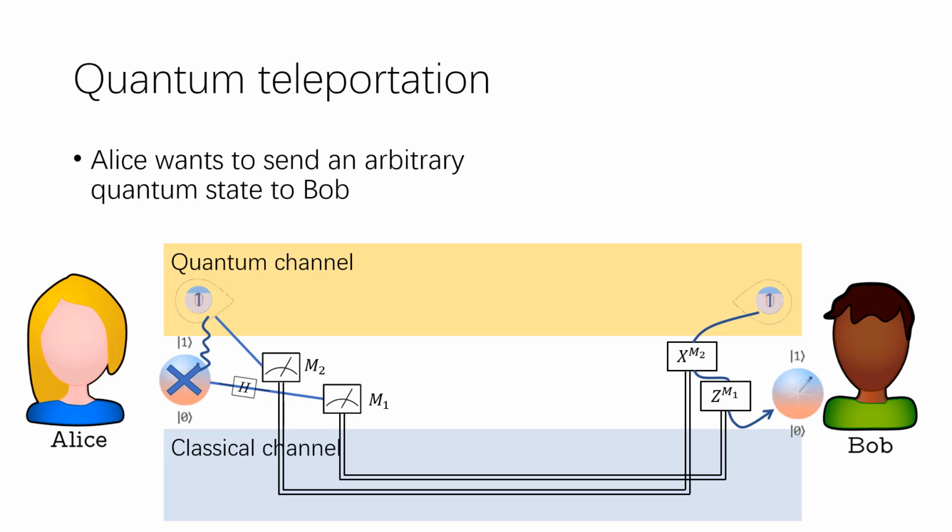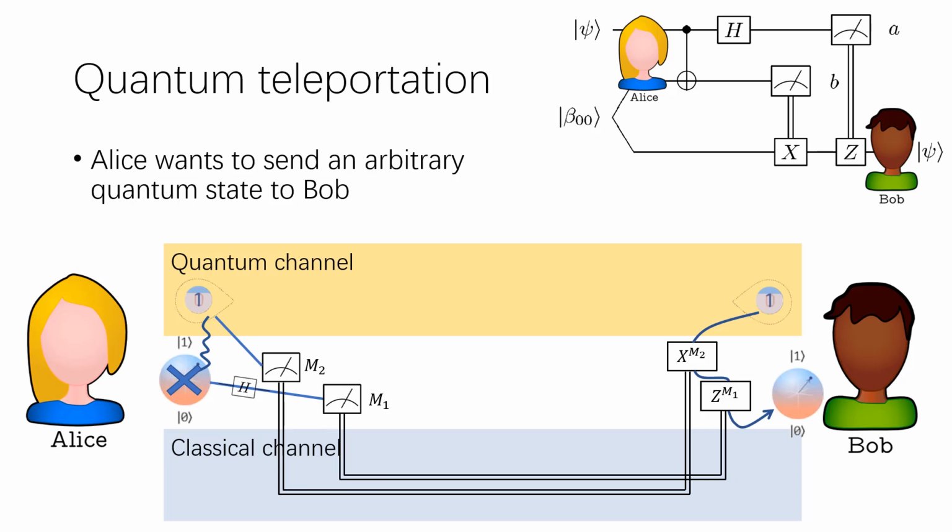To summarize this using the quantum circuit diagram shown on the upper right side, the uppermost qubit contains the information that Alice wants to send, and this beta 00 is the Bell state photon pair, where one photon goes to Alice and one photon goes to Bob.